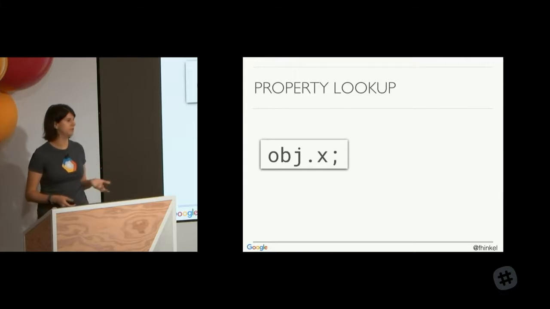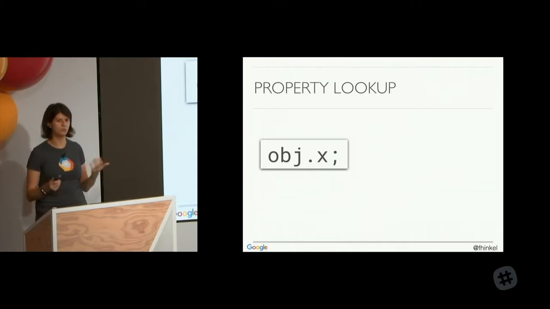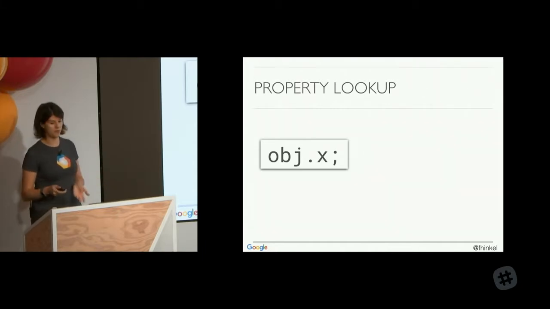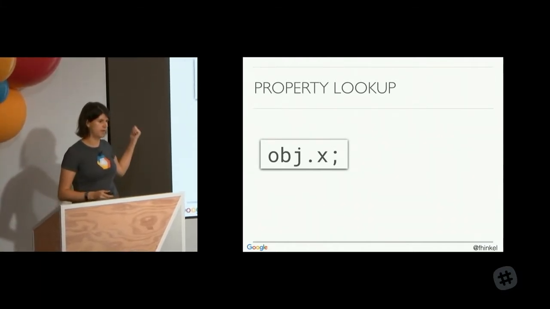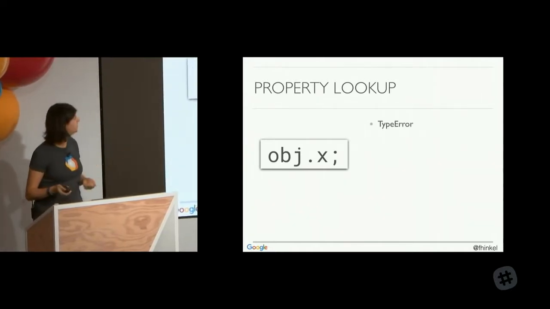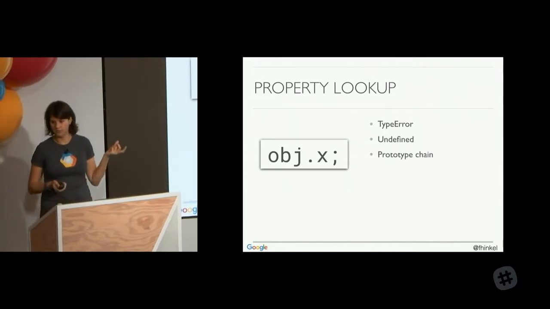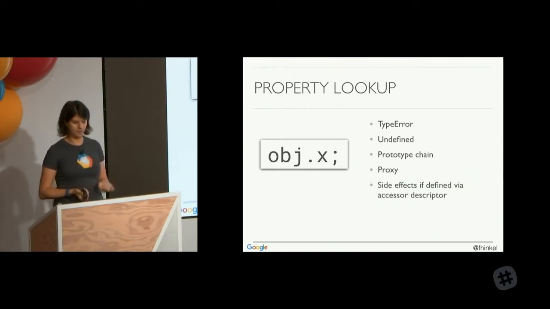So in fact, if you do something simple like a property lookup in JavaScript, and obviously you do object.x all the time, like just to console.log, you're looking up the log property on console, it's all over your code, you can't live without it. But there's a lot of things that can happen when you have this tiny little dot for property lookup in your code. What happens if you do this? You could get a type error. X could be undefined. X could be undefined on object, but be defined further up on the prototype chain. X could be a proxy with a get trap. X could have been defined with an accessor descriptor, so you have a set and a get function, which can do whatever side effects you want it to do.